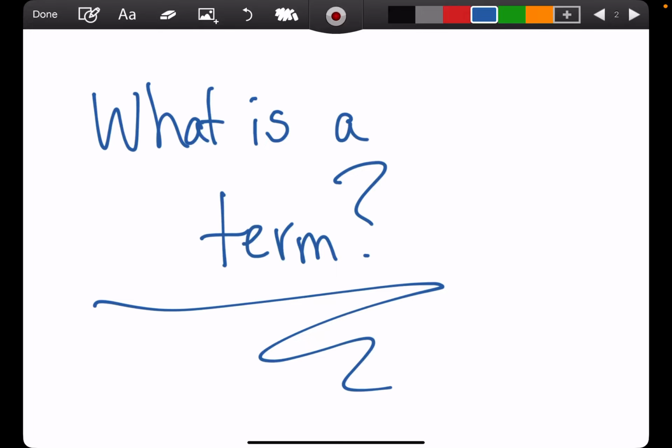Okay, in this video, we are going to quickly and briefly explore what is a term in math. In algebra, you will very often hear the vocabulary word that is called term. So what exactly is it?